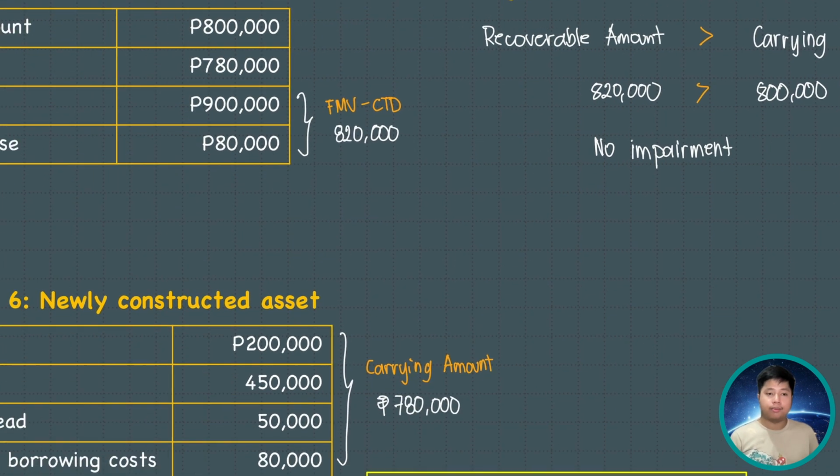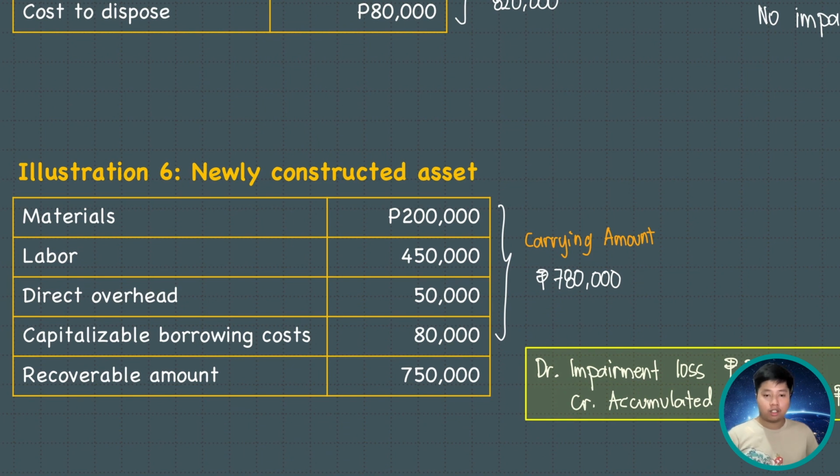If you are working with a newly constructed asset, you are going to include the materials, the labor, the direct overhead, and all of the capitalizable borrowing costs. In this case, we are going to sum up 200,000, 450,000, 50,000, 80,000 pesos. The total amount is 780,000 pesos. Then we are going to compare it to the recoverable amount, that is 750,000. The recoverable amount is lower than the carrying amount. That's why the newly constructed asset is impaired.